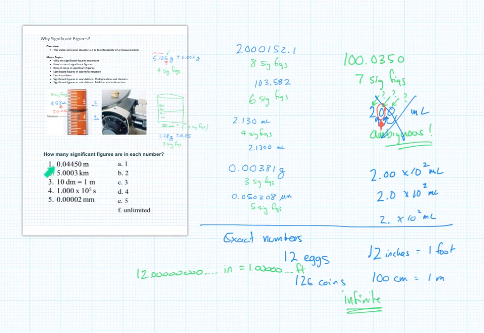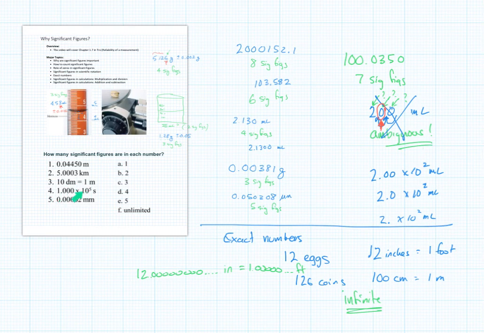All right, so number one here, these are leading zeros, so we don't count them, but we do have to count the trailing zero. So this one has 1, 2, 3, 4. This one has 4 significant figures. This guy right here has only zeros in the middle. 1, 2, 3, 4, 5, has 5 significant figures. 10 decimeters equals 1 meter. That's a definition, okay, that there are 10 decimeters in 1 meter. So those are infinite or unlimited, in this case, unlimited number of significant figures.